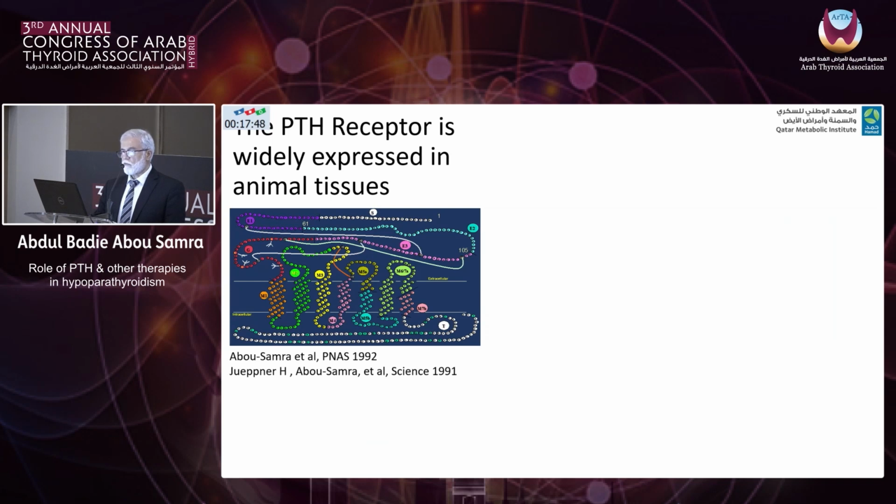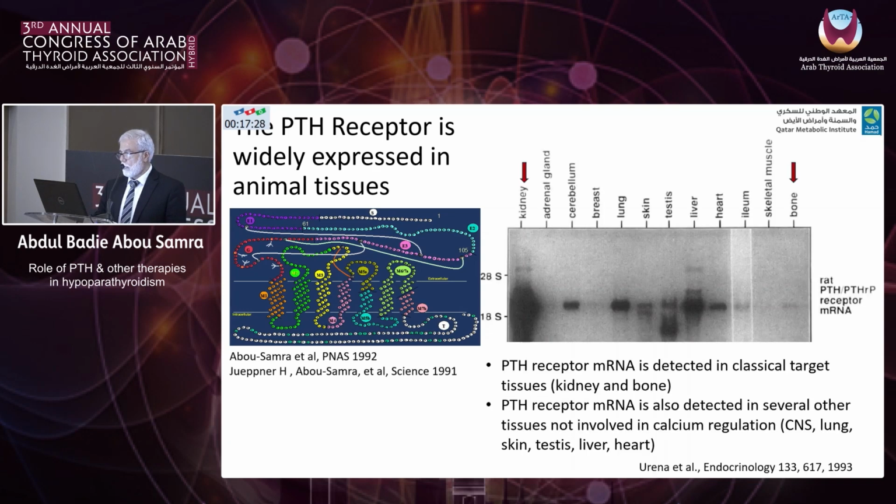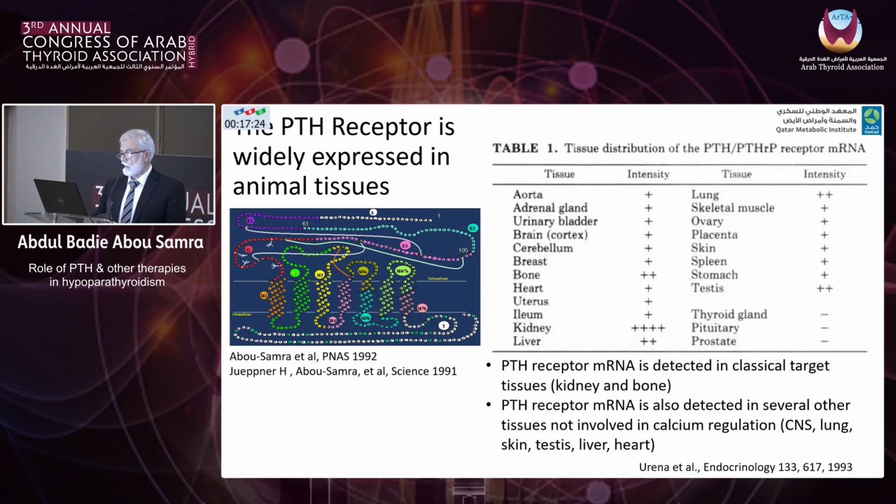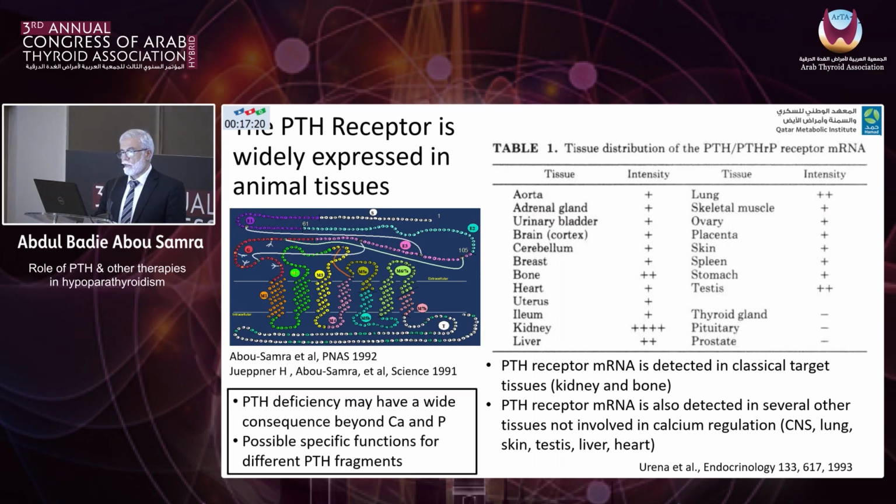There's a receptor of parathyroid hormone. I had the privilege that my team cloned that receptor many years ago. But the surprise, at the time, we were focusing on finding this receptor in bone and in kidney, because we thought those were the target tissues of parathyroid hormone. But it turned out this receptor is expressed almost everywhere, in many tissues. And so the question is, what is it doing there?